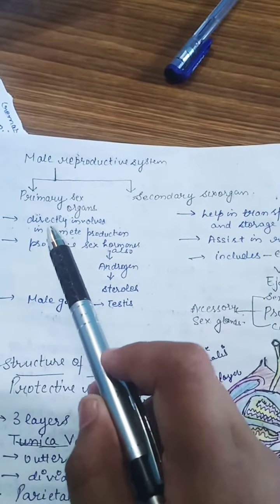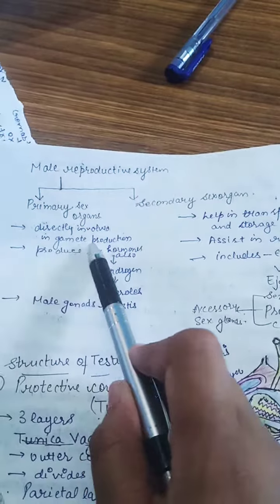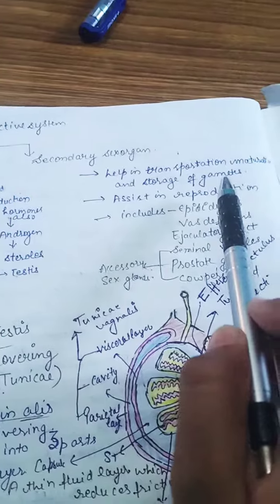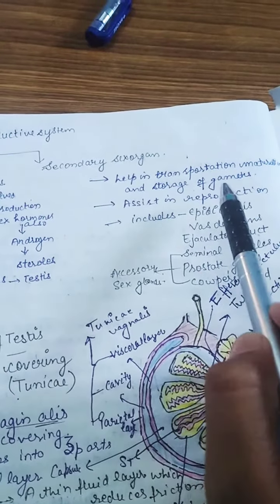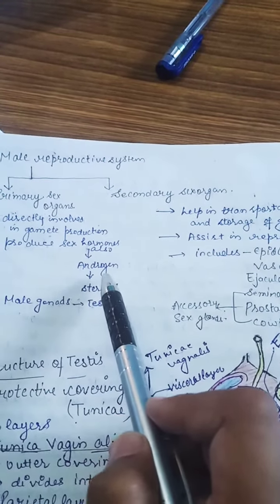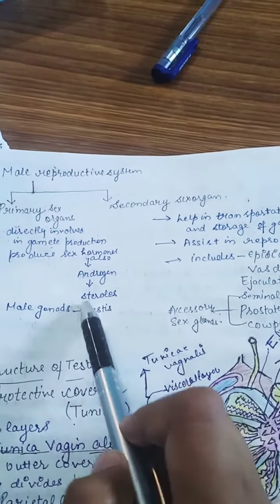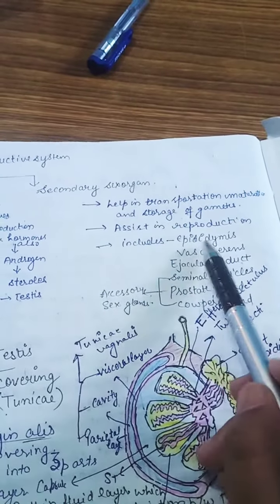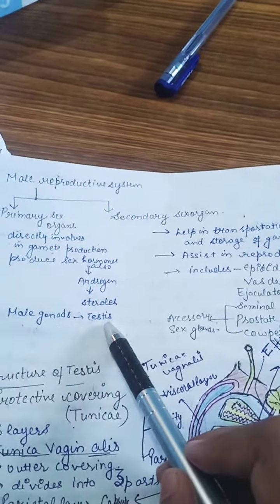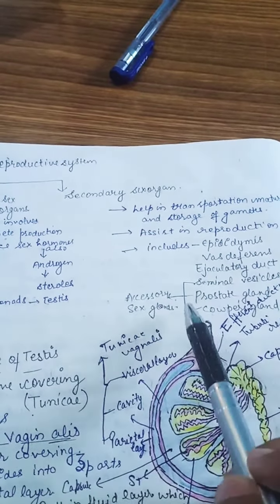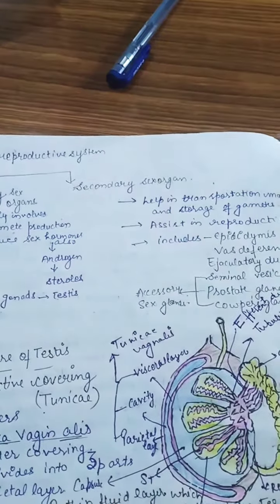Primary sex organs are the organs which are directly involved in gamete formation, and secondary sex organs help in transportation, maturation, and storage of gametes. Primary sex organs also produce sex hormones, like androgen, which is a sterol and a derivative of cholesterol. Secondary sex organs assist in reproduction. In males, the primary organ is the testes, and the secondary organs include the epididymis, vas deferens, ejaculatory ducts, seminal vesicle, prostate gland, and Cowper's gland.